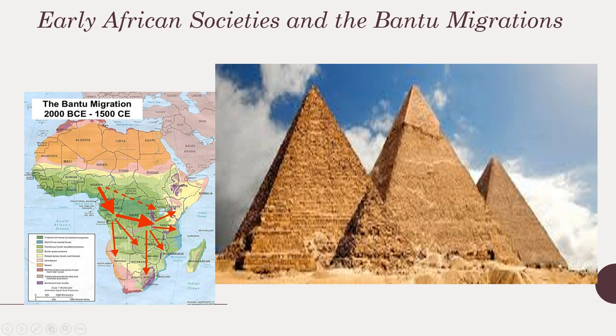Early African societies and the Bantu migrations. Our next unit. In this unit, we'll look at two different groups: the ancient Egyptians, you can see there some of their famous pyramids on the right, and the Bantu migrations, one of the most significant overall developments economically, demographically, etc., of the ancient period in Africa. Egypt first, and then the Bantu peoples.